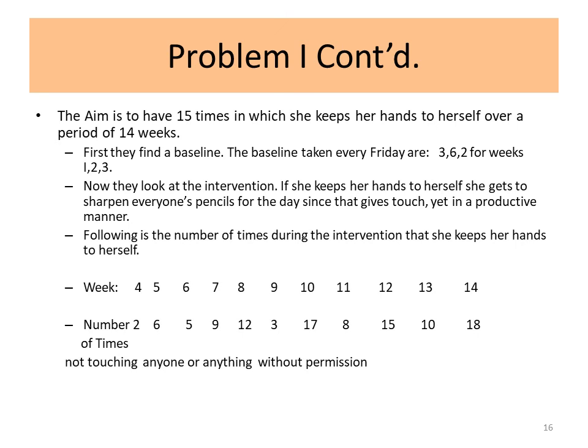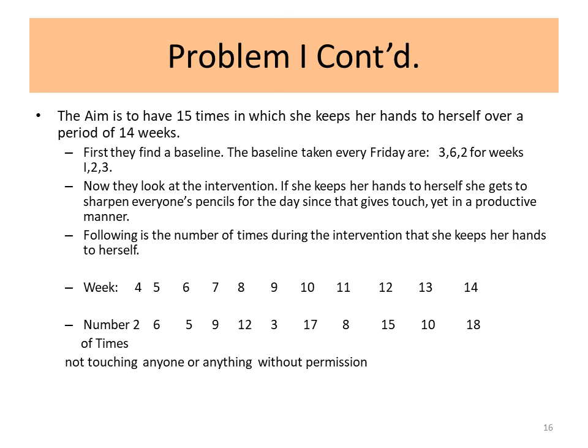They look at the intervention. If she keeps her hands to herself, she gets to sharpen everyone's pencils for the day, since that gives touch, yet in a productive manner, and she loves doing that. Go round and round, like the wheels of the bus. Following the number of times during the intervention that she keeps her hands to herself, the first row is the weeks 4, 5, 6, 7, 8, all the way to 14. And then come the numbers 2, 6, 5, 9, 12, all the way to 18, number of times not touching anyone.